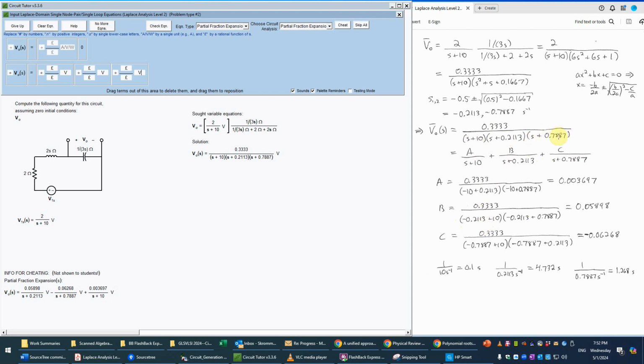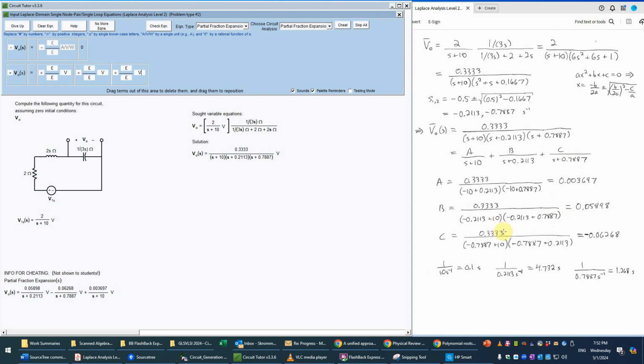And then this last term here, again, this term's gone, so we have the last term minus 0.2113 plus 0.7887. And once again, just doing the arithmetic there on a calculator, that works out to 0.05898. And then we do a very similar thing for c here. Multiply through by this denominator and set s equal to the negative of that value. And that gets rid of these terms and then cancels here.